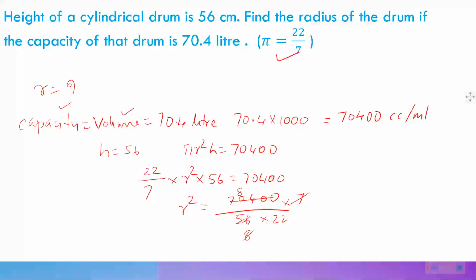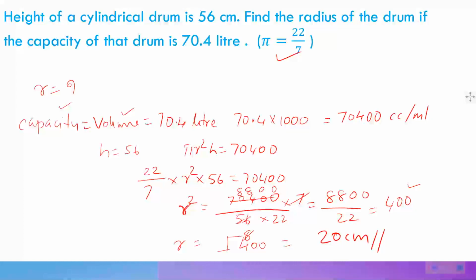8 8s are 64, 8 8 0 0. So you get 8800 upon 22, again divisible, 22 goes 4 times. So 400 is r square, not the radius. r square is 400. r is equal to root of 400, which is equal to 20 centimeter.